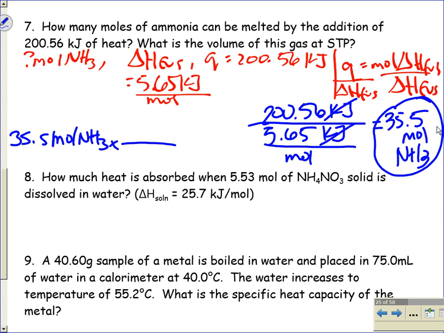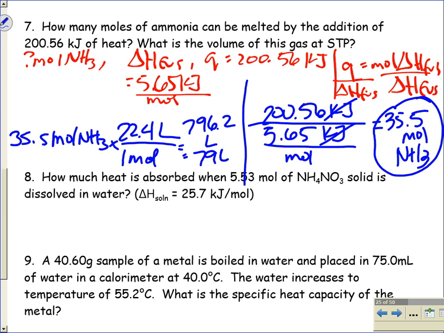22.4 liters over 1 mole. So what is this? 796.2 liters. So 3 sig figs would be 796. Okay. That's just a little bit of gases thrown in there to keep you on your toes.